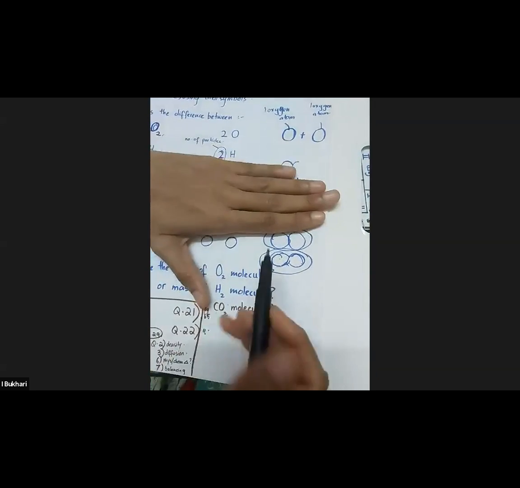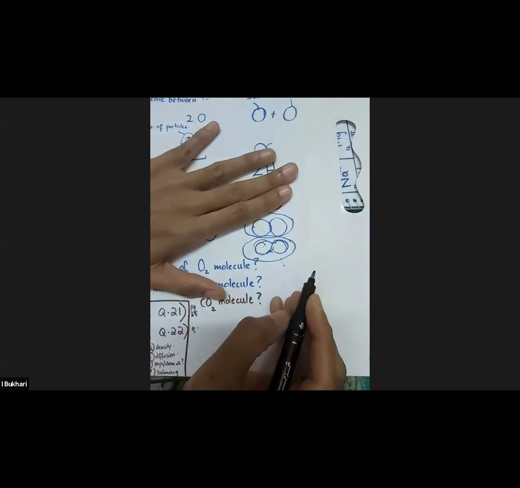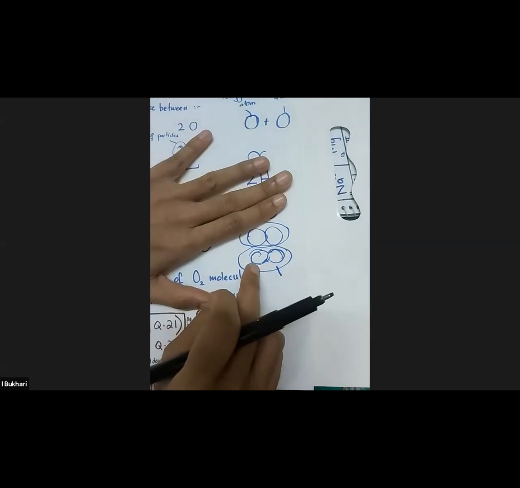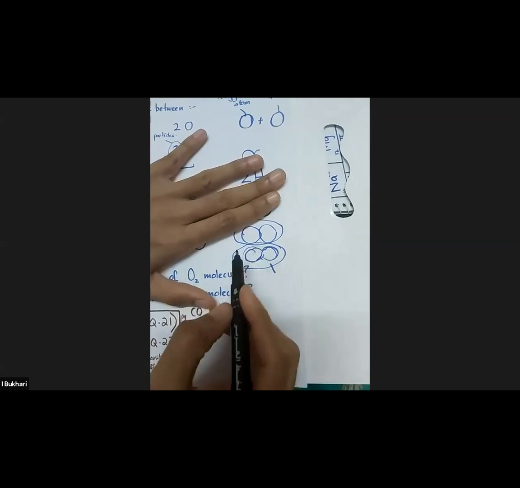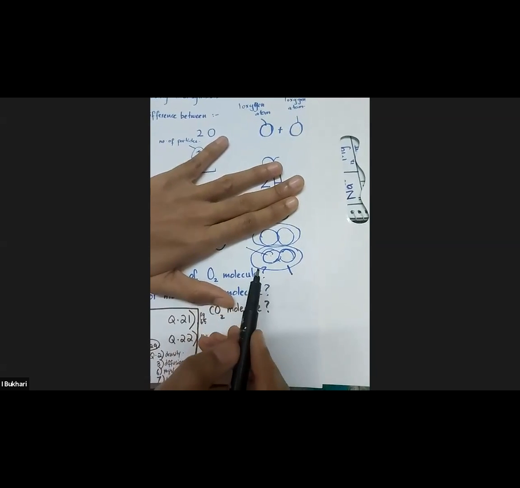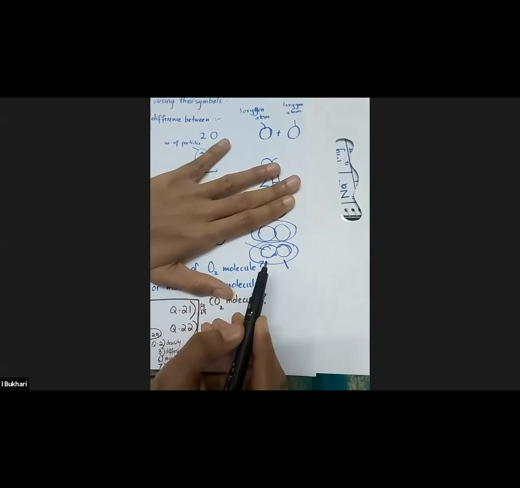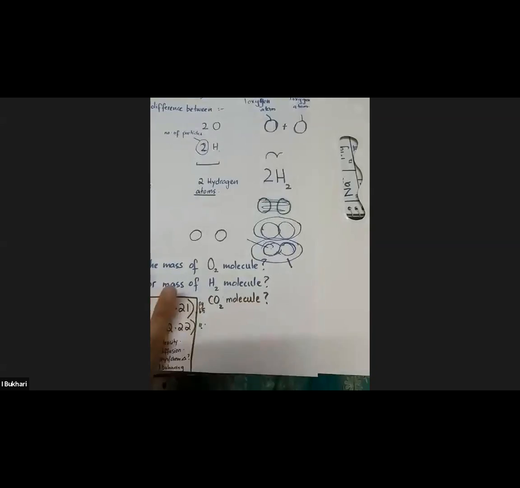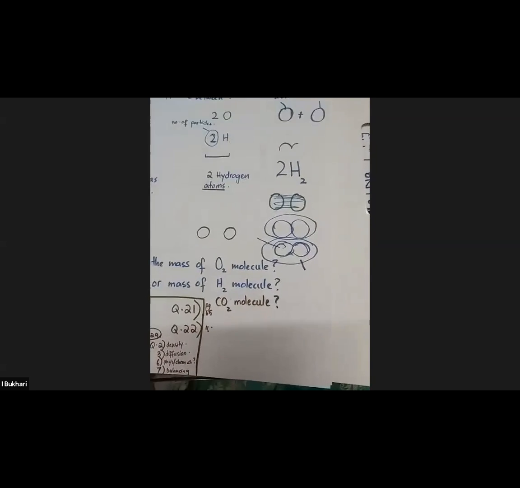Now if I want to calculate the mass of this one molecule, what should I do? Tell me, Sidra. If I know the atomic mass of one atom, can I calculate the mass of the whole molecule? Yes, I can. And how will I do that? Let's talk about it.